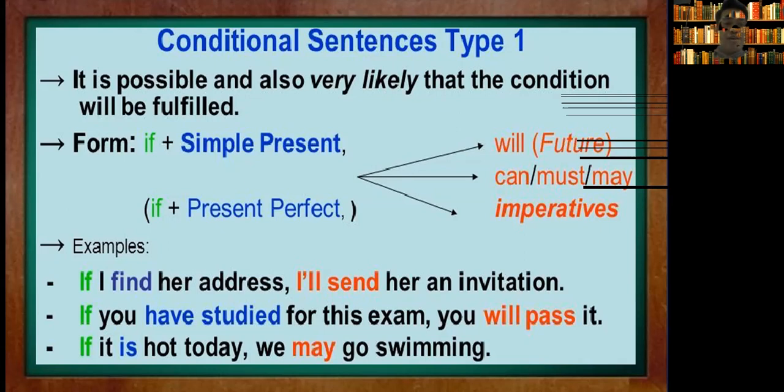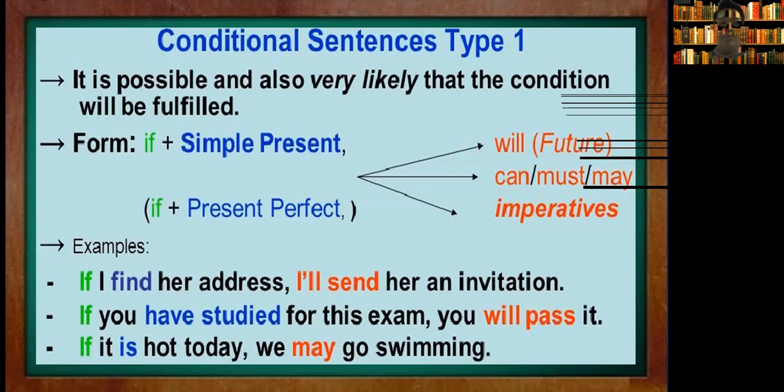Okay? So let's have a few examples here. If I find her address, I'll send her an invitation. So what is our conditional clause? Of course, the first clause, because of if. If I find her address, our verb is find in the simple present form. I'll send her an invitation. Our verb is will send. Again, I'll is a contraction form. You merged I and will. So our verb is will send. Simple future. Simple present in the condition clause. Simple future in the result clause. That makes conditional type 1 sentence.